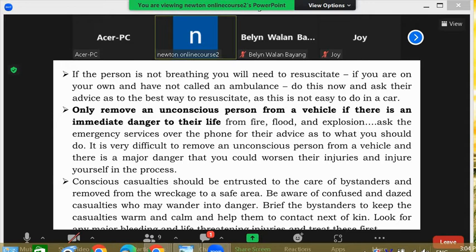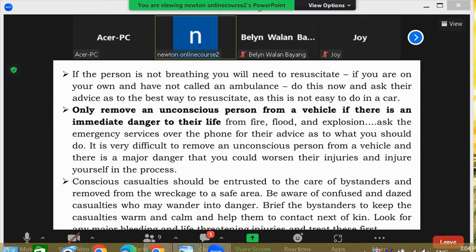They may suddenly become unconscious and they cannot get out of the car. So if you don't know what to do in that situation, you have to call the emergency services, and you can ask them. The patient is in this situation, so you can ask them what to do, because I am alone here. What can I do for them?